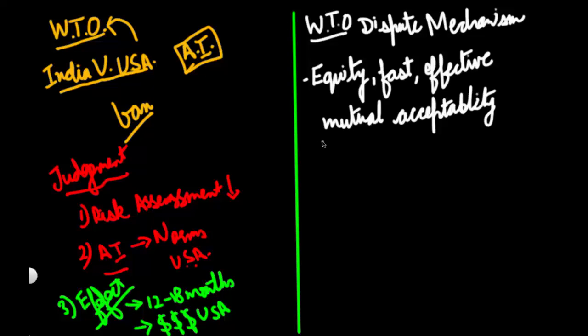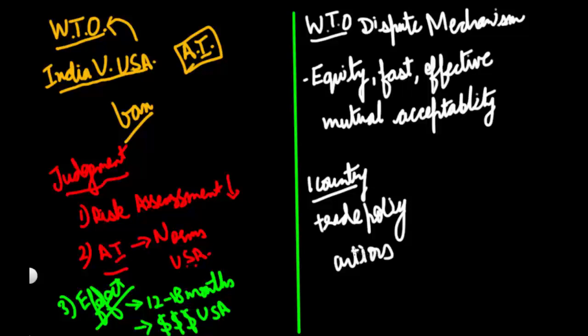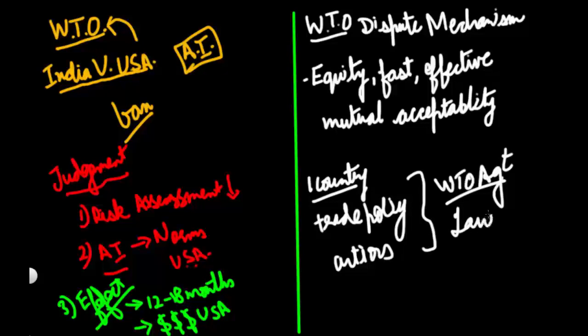Now, when does a dispute arise? When do we say that a dispute has arisen? We say a dispute has arisen when a country adopts some trade policy, or any of its actions is not something the WTO considers to be valid, or which the WTO feels is not in consonance with the WTO agreements. It violates WTO agreements or the law.